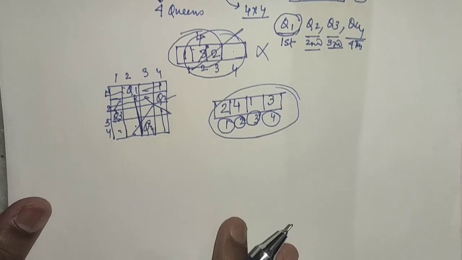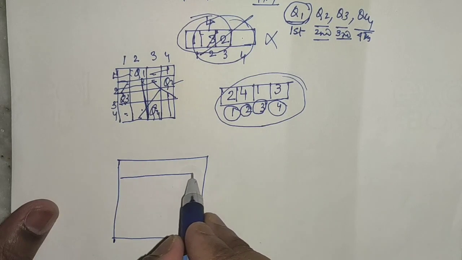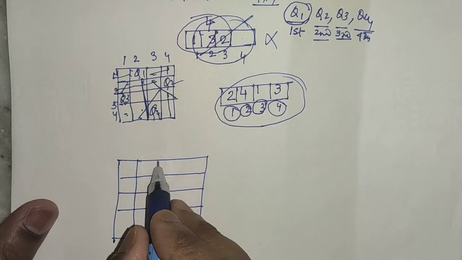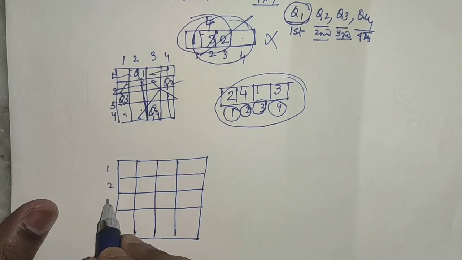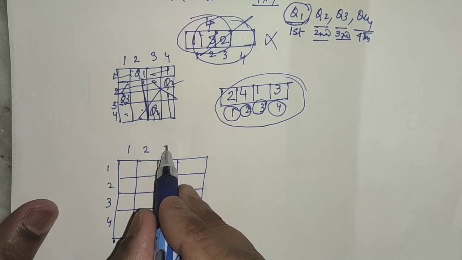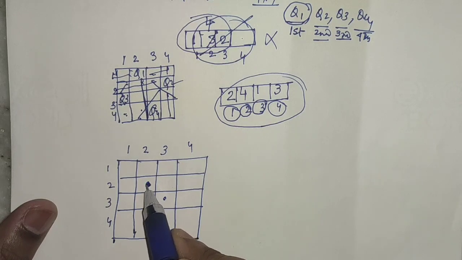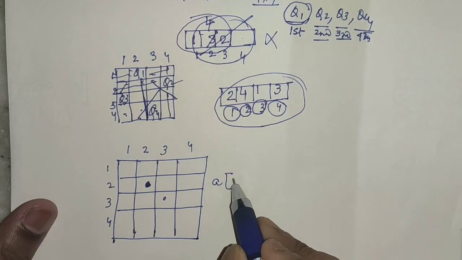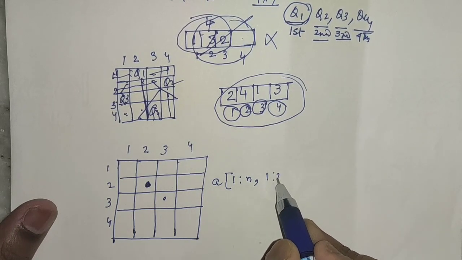Suppose you have this chessboard, and suppose we are talking about the 4 queens problem. We may deal with the 8 queens problem also, but let us assume that we are dealing with the 4 queens problem again. So the 4 queens problem has a chessboard of 4 cross 4: row 1, row 2, row 3, row 4, column 1, column 2, column 3, column 4. Now assume that this is a particular cell, and suppose the chessboard is named A[1:n, 1:n].